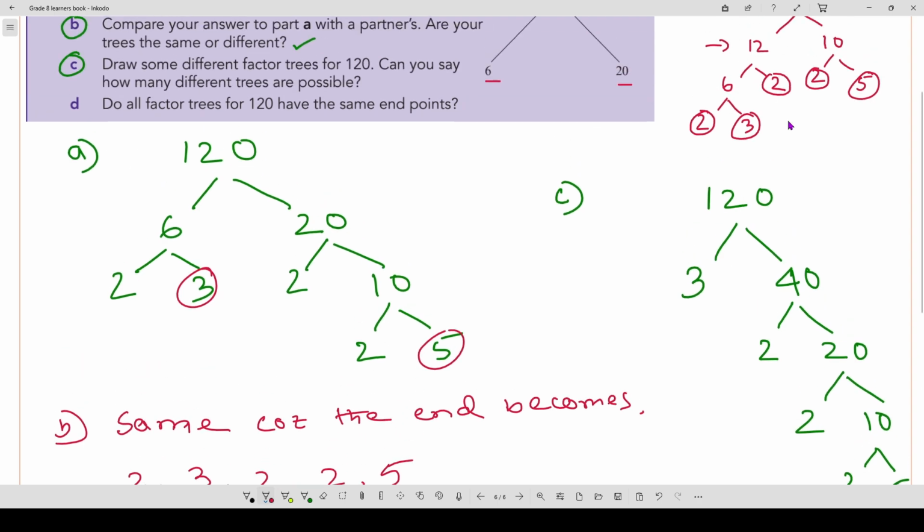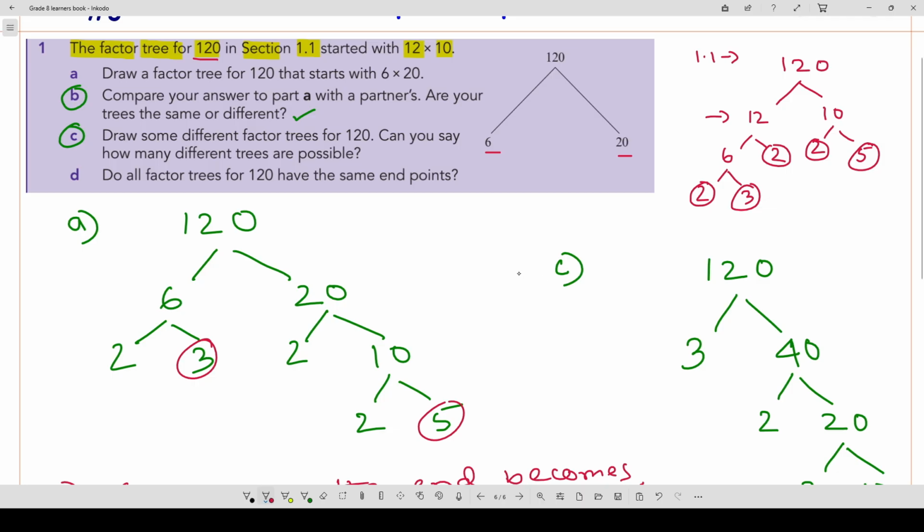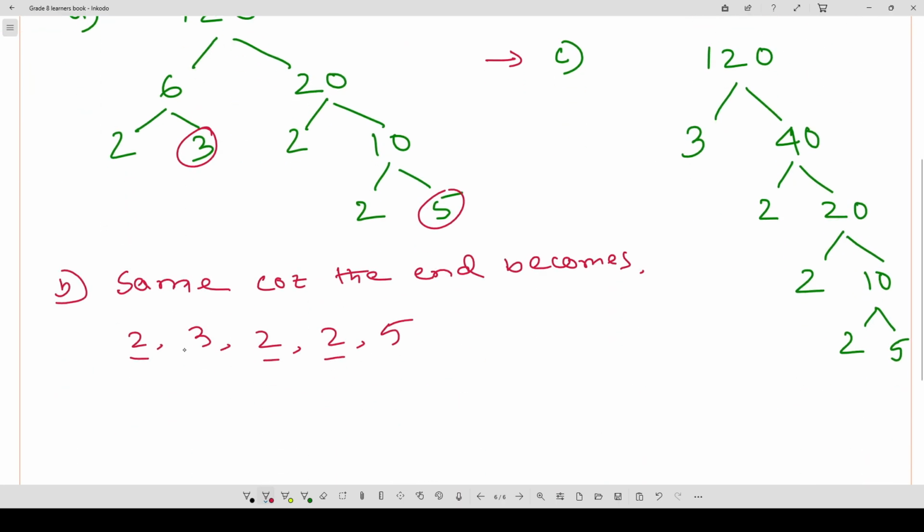Now we again made number C in another style. Draw some different factor trees for 120. Can you say how many different trees are possible? Now our final answer, also number D. Do all factor trees for 120 have the same endpoints? Number D, yes.